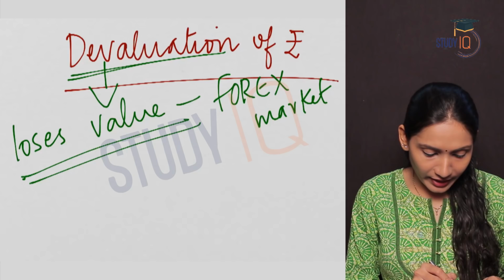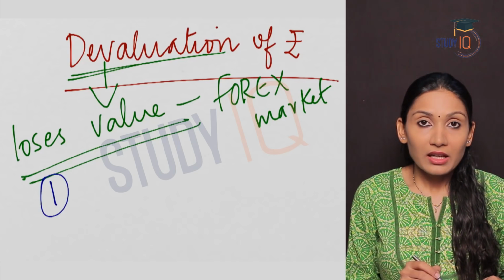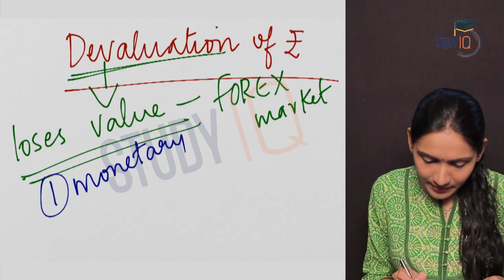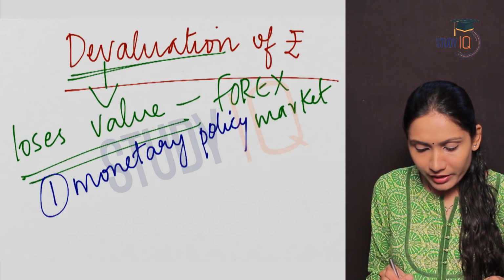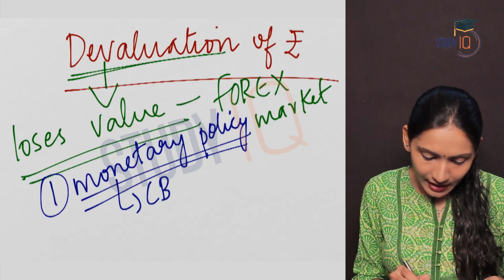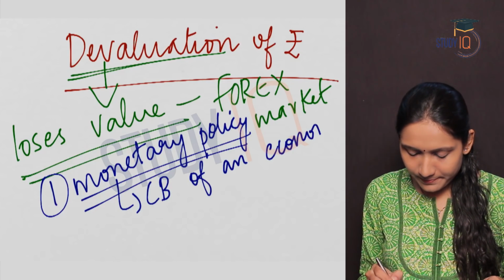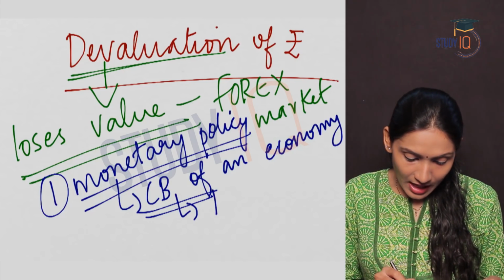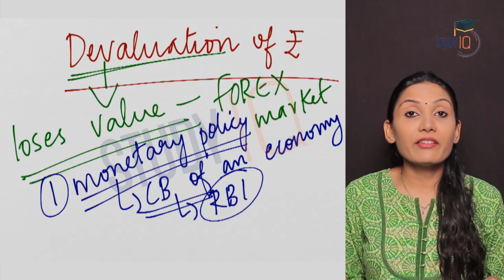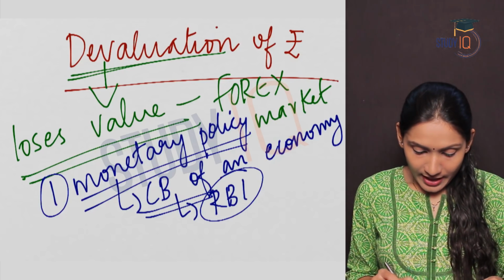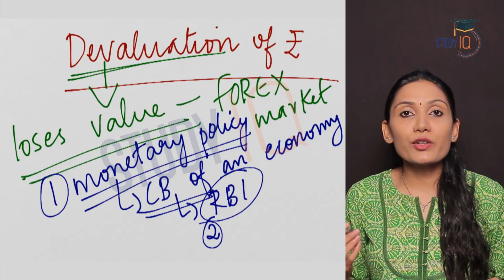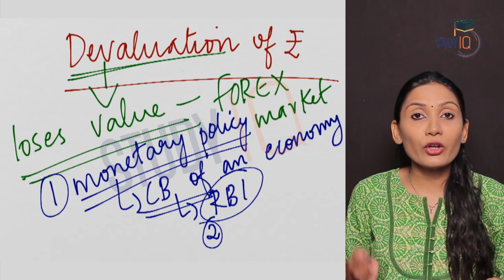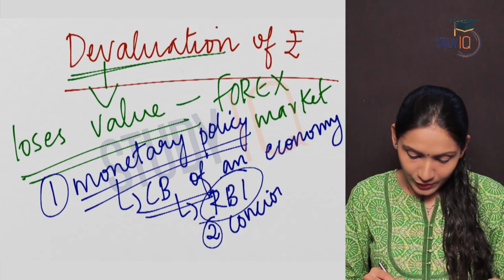Two things you should note here is, first of all, this is a monetary policy, which means that monetary policy is taken by the central bank of an economy. Monetary policy is adopted by the central bank. So in case of India, RBI is responsible for devaluation of rupee. And secondly, this is a conscious effort made by the central bank of an economy, which means that this is not automatic, but this is consciously done.